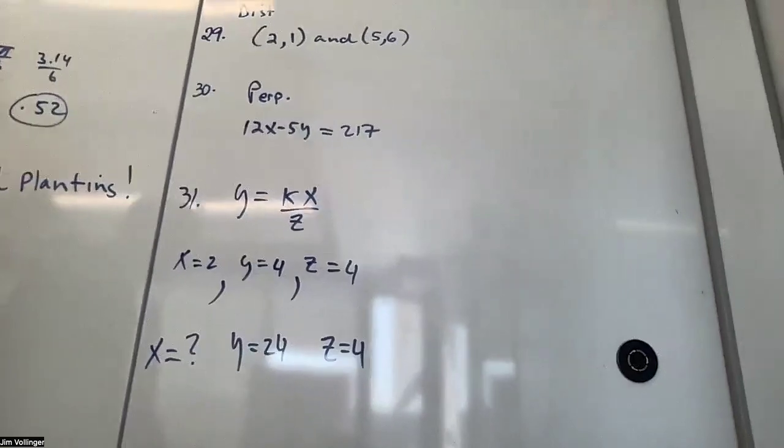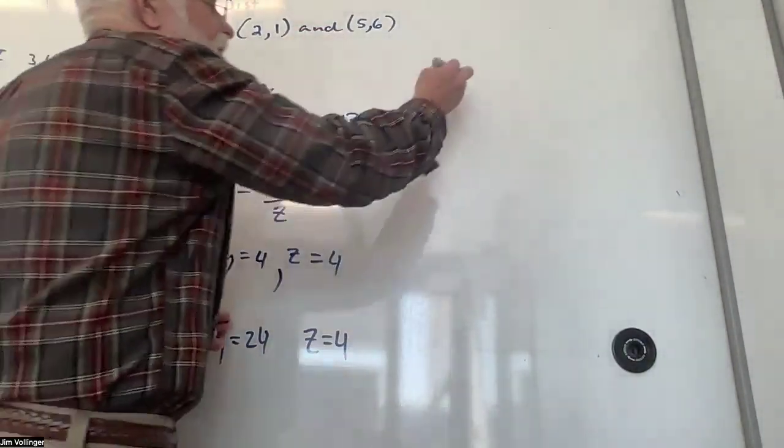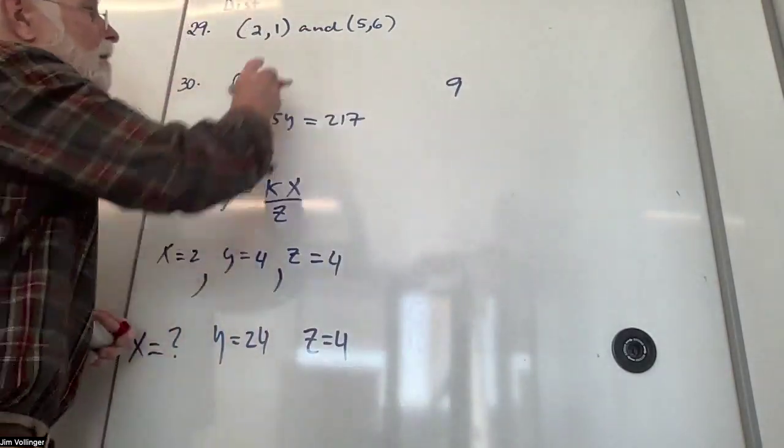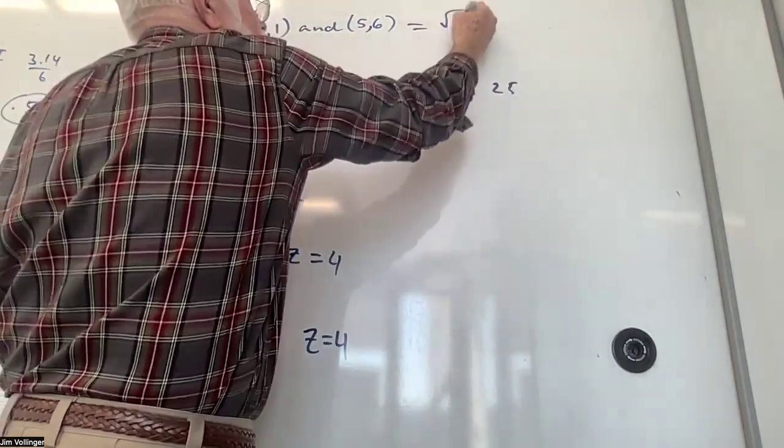All right, distance. I hope you're doing these in your head. 2 to 5 is a change of 9, right? Because you're going to square. 1 to 6 is 25. So that distance is the square root of 34.